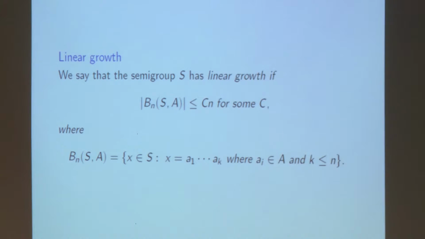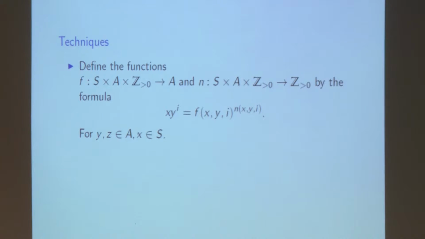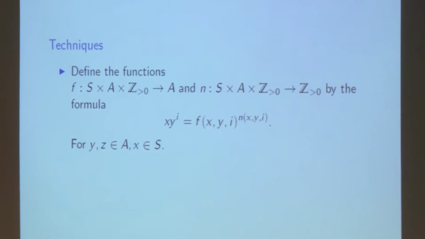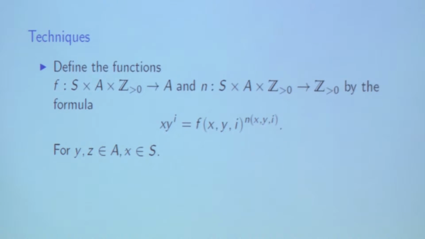The last property that we prove is the linear growth. We say that the semigroup S has linear growth if the rank of this set is less than or equal to C times n for some C, where this set is all the words of length less than or equal to n. For the techniques of this theorem, we define a function from this set to A, and we define a function from this set to Z by this formula.